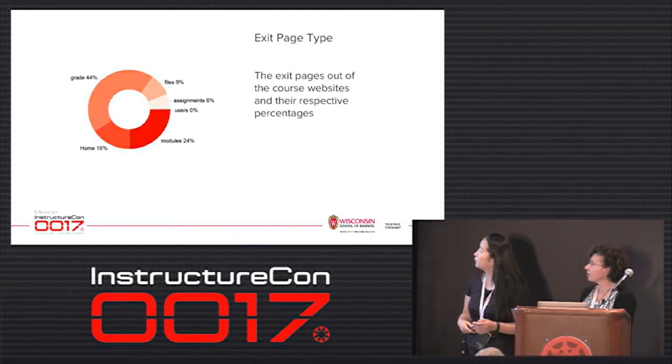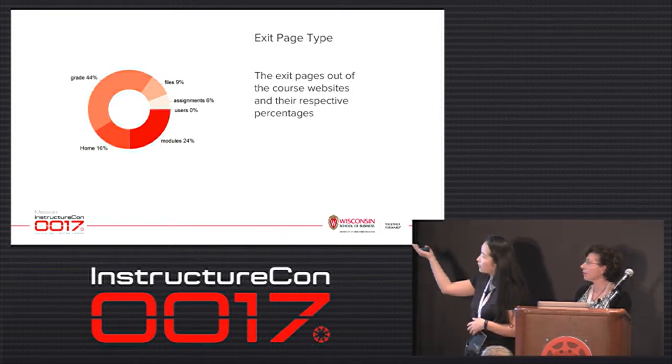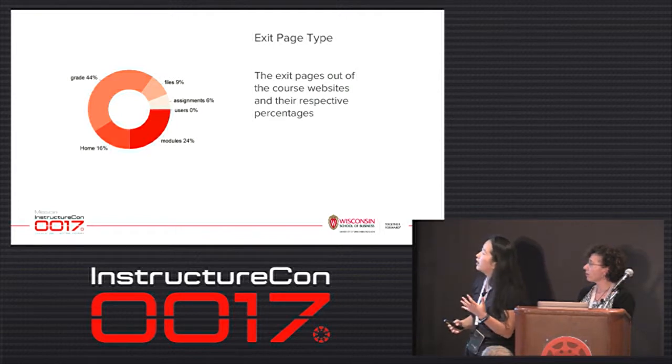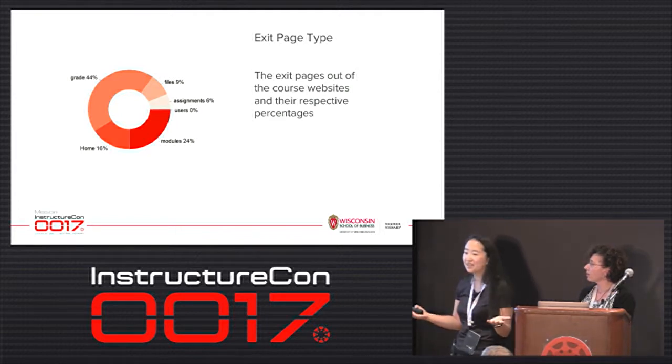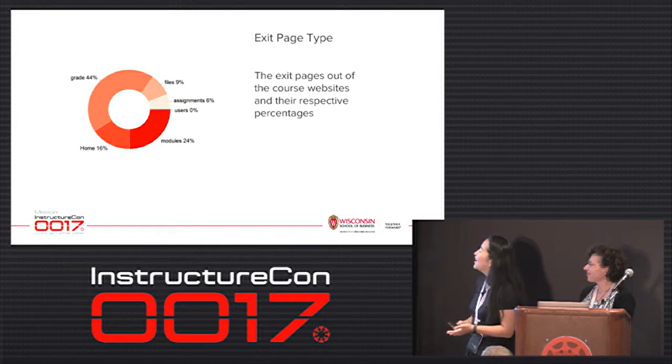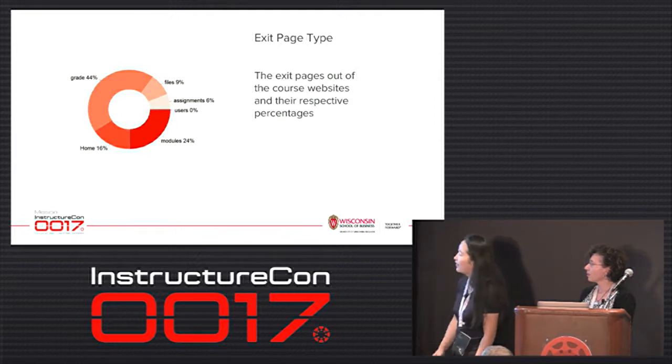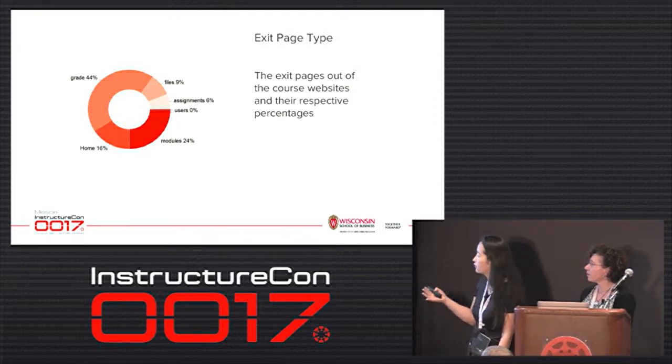The next thing that we included was the exit page type. So this graph shows instructors exactly what students were doing before they leave the course. And we can see that 44% of the students in this case leave after they check the grades. And all the students care about the grades. And also 25% of the students go to modules and then they find what they're looking for and leave the course. And then there's some 16% who leave after they are on the homepage for whatever reason.